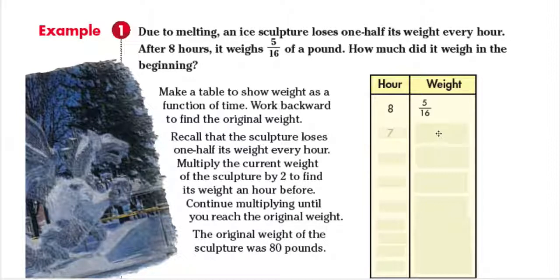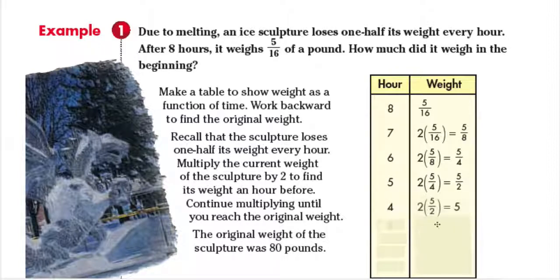So in hour 7, multiplying by 2, you have 5/8 of a pound. Hour 6, multiply 5/8 by 2, we end up with 5/4 of a pound. Hour 5, multiply 5/4 by 2, 5/2, and so on, continuing the multiplication process until you have hour 1. The weight now is 40 pounds, and in hour 0, the weight is 80 pounds. So the original weight of the sculpture was 80 pounds, by using this table and working backwards.